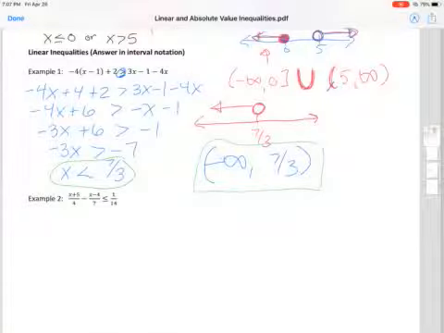So what that means is if I pick anything less than 7/3 and I plug it back into my original inequality, I'm going to get a true statement. If I plug in something that's greater than 7/3, then I'm going to get a false statement because that would be something that is not in my solution set.